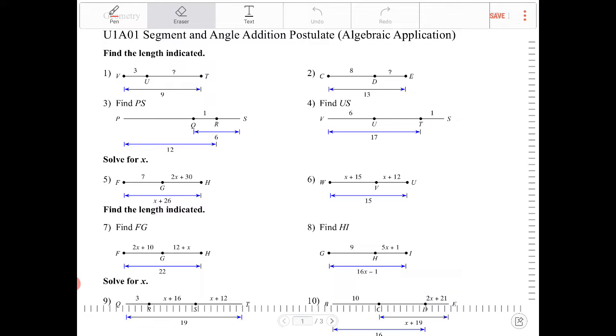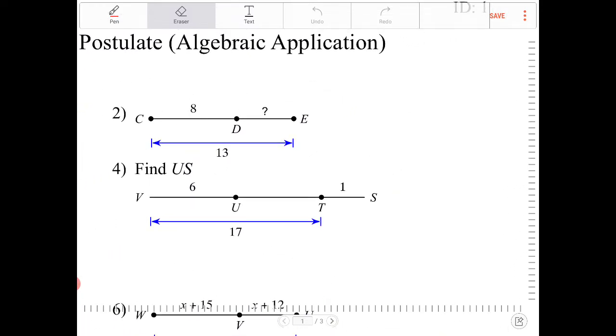Question number 2 and number 4 say find the length indicated. So let's do that. For question number 2, I'm given a couple of pieces of information here. CD and DE form a linear pair. They form a straight line. And I'm told that CE is made up of CD and CE.